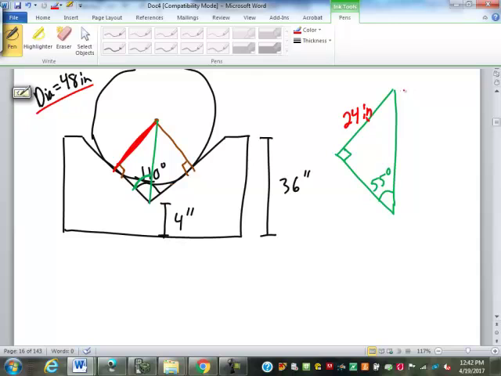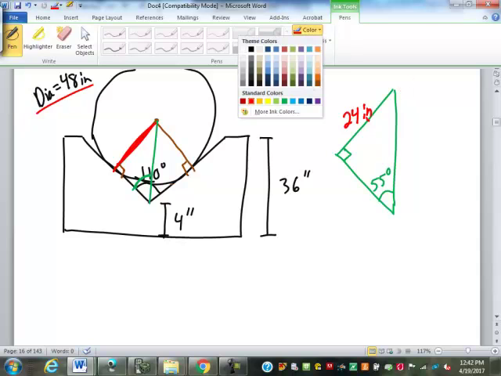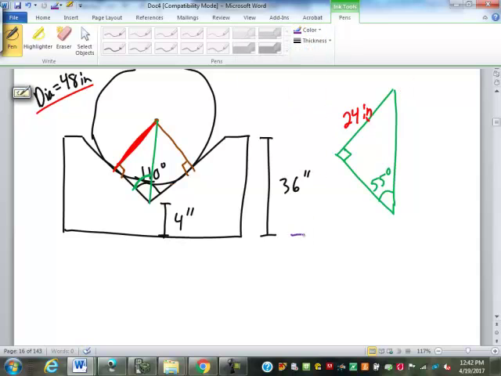So from that, what I want to know is how high this sits up. If it's sitting on the back of the truck, am I going to have problems getting under overpasses and stuff like that? I want to know how tall this is, so that's going to be my X. So I'm going to find this height right here. This side, I'll call it side C, would be the appropriate label for it.